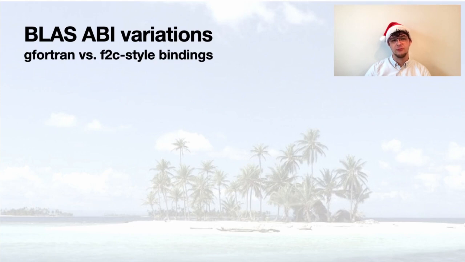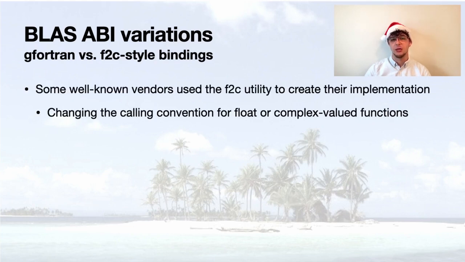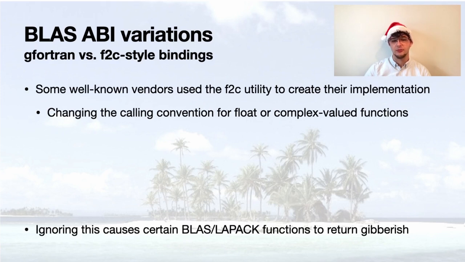Another example is GFORTRAN versus F2C style bindings, where some well-known vendors used the F2C utility to automatically translate their Fortran code to C code for the next release of their implementation, changing the calling convention for float and complex valued functions in the process. Ignoring this causes certain BLAS and LAPACK functions to return gibberish.